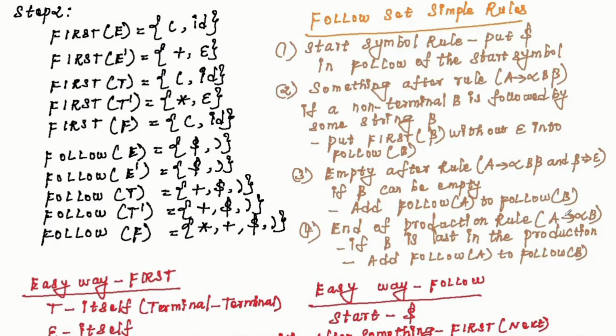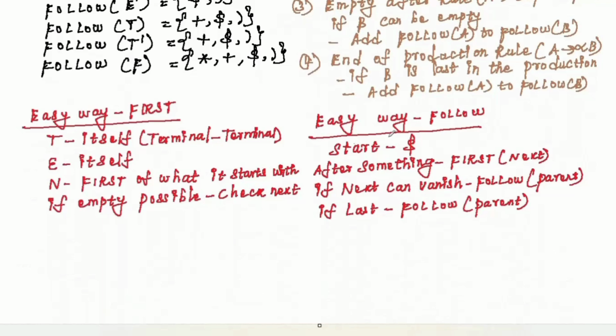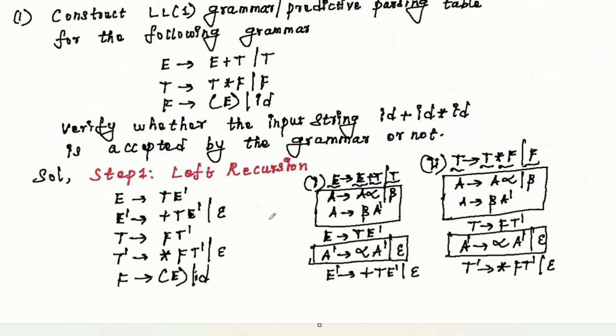Then rule A tends to alpha B: if B is last in the production, add follow of A to follow of B. The easy way to find the follow set: the starting symbol always gets the dollar symbol. After something, take first of next. If next can vanish, or if last, follow of the parent. When you find follow of E in the given productions, look at where E is present in the right hand side.